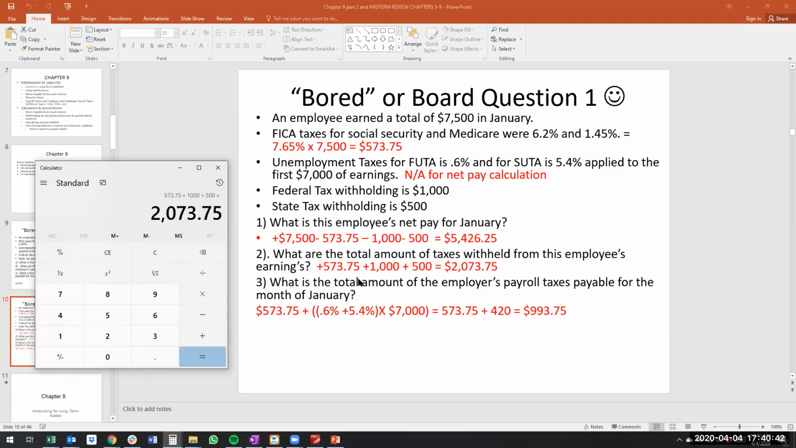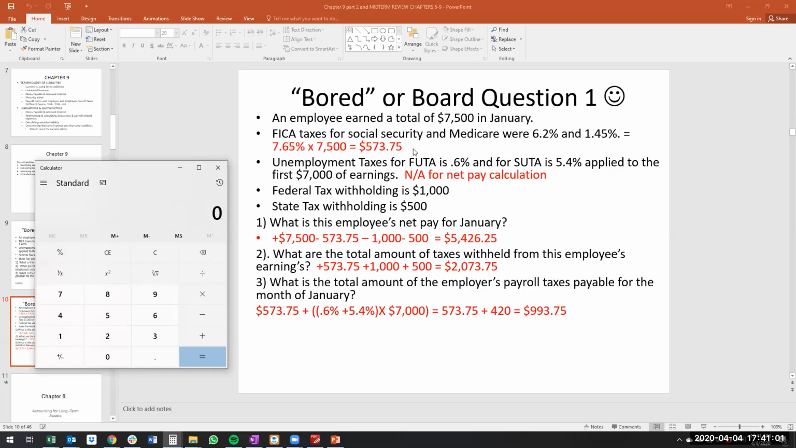So it's just the difference of the 7,500 minus the 5,426.25. We get the withholdings. And finally, what is the total amount of the employer's payroll tax payable for the month of January? So now we need to know the employer portion.